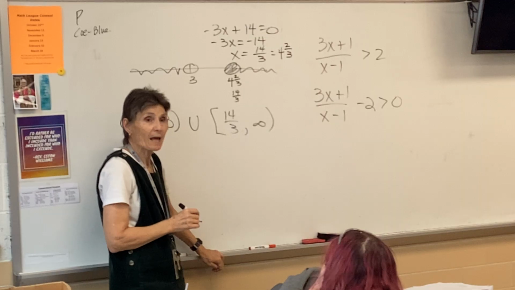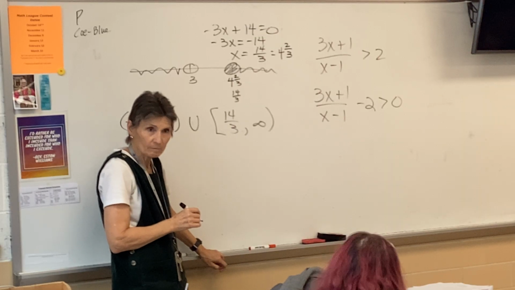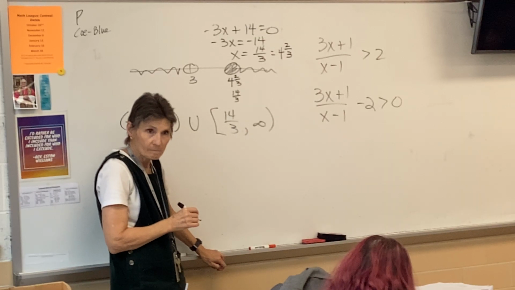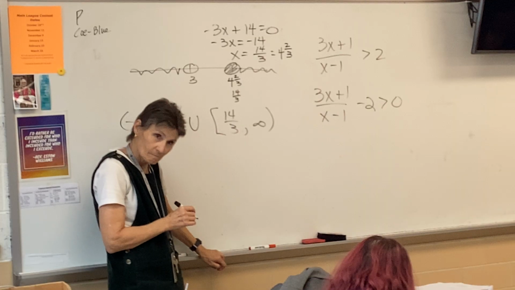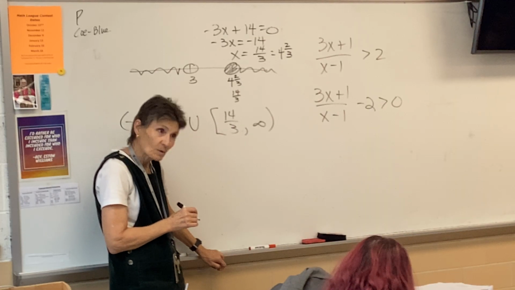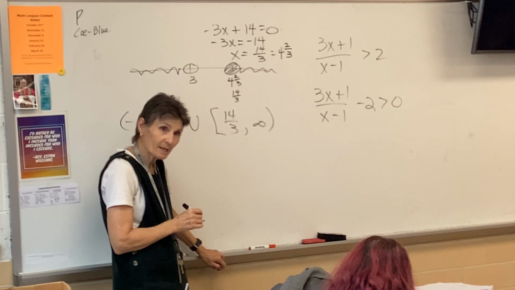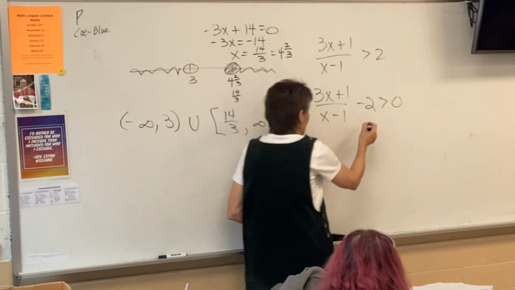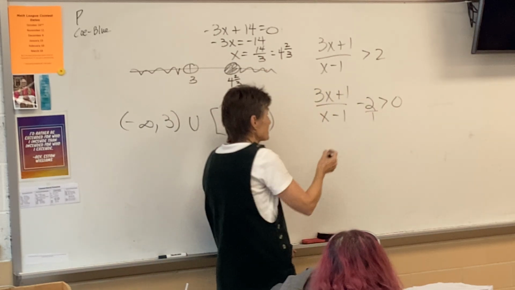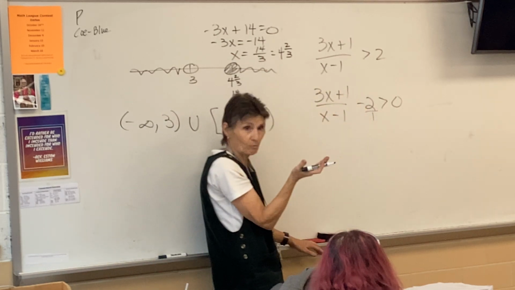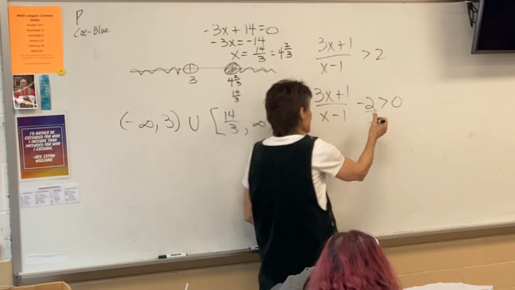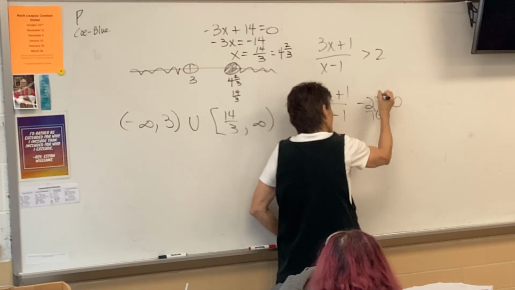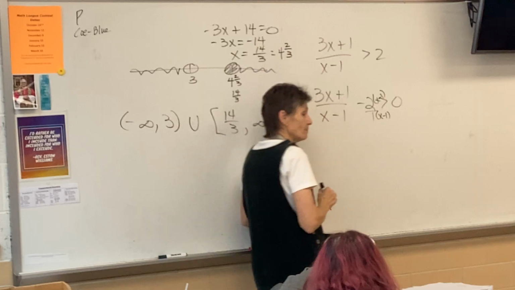Who remembers what happens next? Mr. Hill? You need a common denominator. You have to multiply the 2 by x minus 1 over x minus 1. Yes, very good, Zion. That 2 is automatically over a 1. We need it to be over x minus 1.